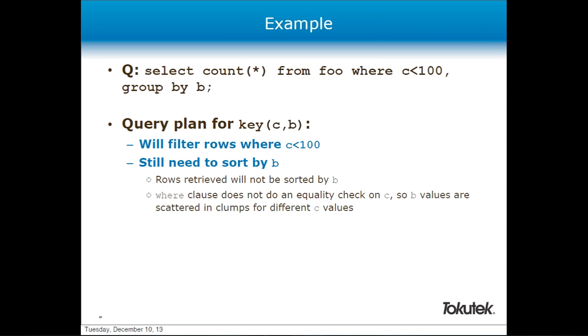Well, if I have a query plan of C comma B, what's this going to do? This is going to filter the rows where C is less than 100, but the problem is you're not going to have your remaining rows sorted by B. That's because they're sorted on C. Maybe the rows where C is 99 are sorted within each other, and where C is 98 are sorted within each other, but the overall set is not going to be sorted by B. And therefore, you're still going to need to do the post-processing sorting.